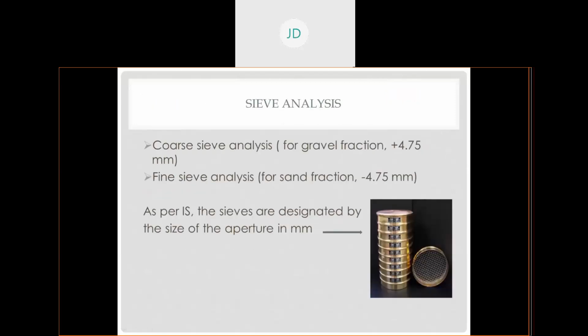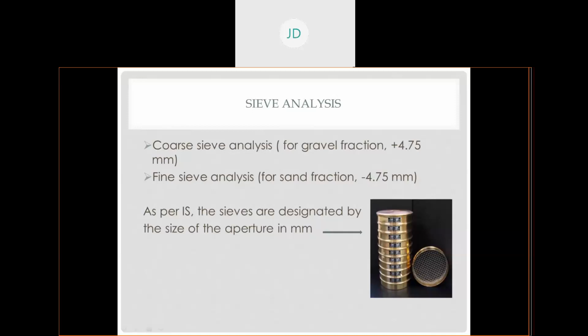Yeah. So we'll discuss sieve analysis. I think you will see this picture that is showing here. This circular tray type apparatus is known as a sieve. There are a number of sieves arranged in a particular standard manner.